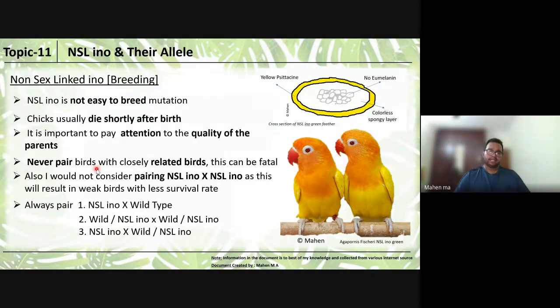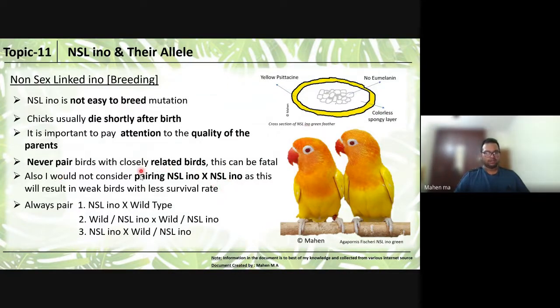Never pair birds with closely related birds. This I think most of you know. Also, I would not consider pairing NSL Linos with NSL Linos. With my experience of 7 to 8 years keeping INO mutations, it is very hard to get more than one, two or three chicks when you do INO into INO pairing. Yes, there will be some cases where you get 4 or 5 birds, but it is not only about the number of birds. Once the chicks grow, they will not be as good as the parents. They will basically be weak.